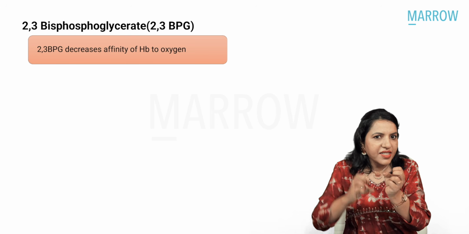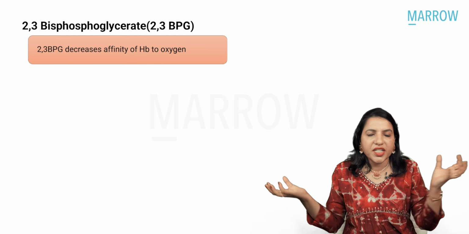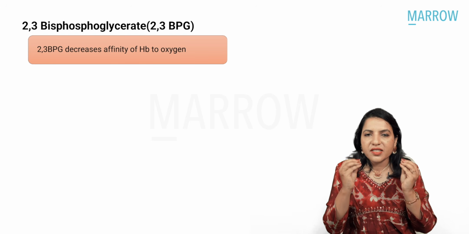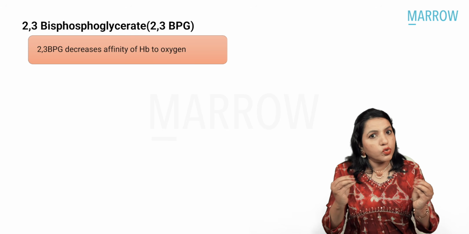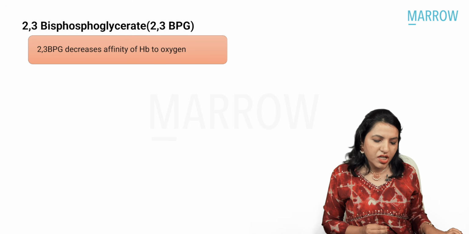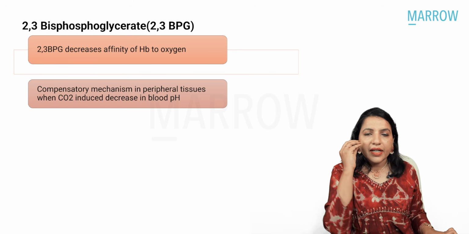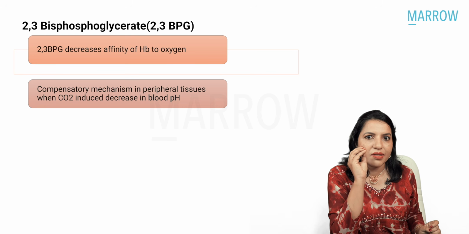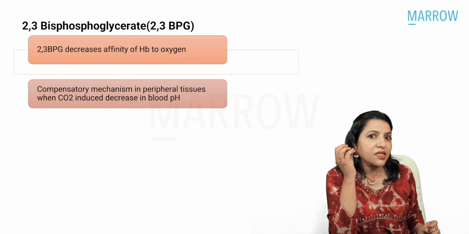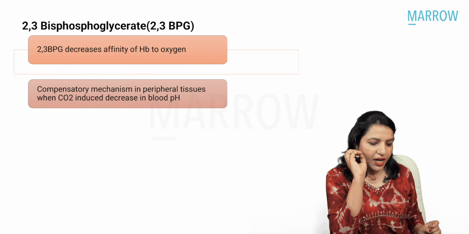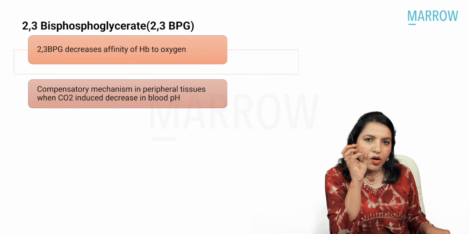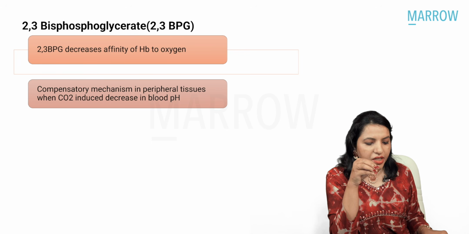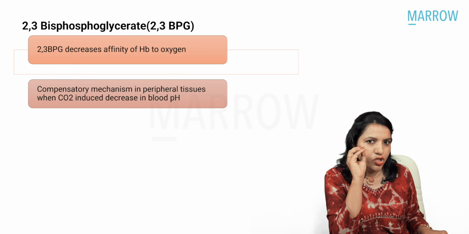So just like that, it squeezes all the oxygen out. It has no affinity towards oxygen. So this is called the taut stage, and 2,3-BPG stabilizes the taut stage of hemoglobin. Then why is this happening? It is a compensatory mechanism that happens when there is excess carbon dioxide, which causes acidosis. So this is a compensatory mechanism in the peripheral tissues when carbon dioxide induced decreased blood pH occurs.